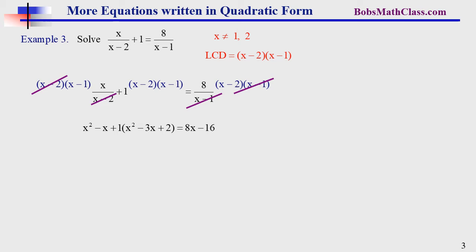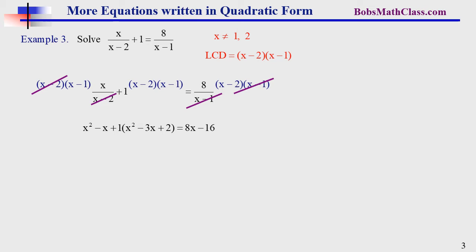Okay, so distributing the x on the first fraction, that's x squared minus x. And then we have plus 1, and then FOIL, or multiply the x minus 2 times x minus 1. I did skip little steps there, but it's x squared minus x minus 2x plus 2. And the minus x and minus 2x equals a minus 3x. And on the right, distribute the 8, so that's 8x minus 16.